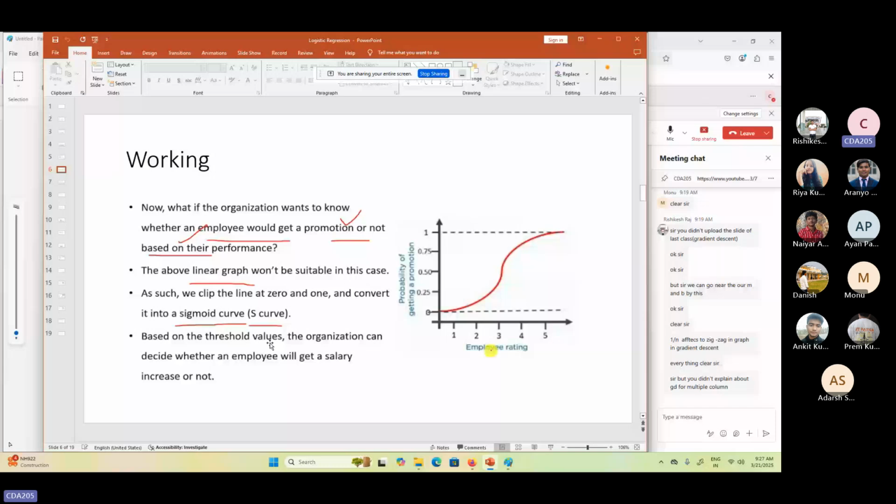Based on the threshold value, the organization can decide whether an employee will get a promotion or not. The threshold value may be 0.50. If a person's performance rating is above 0.5, he will get the promotion. If the rating is below 0.5, he will not get the promotion. That depends on you, you have to fix the threshold. There are different methods by which we can calculate the threshold value.